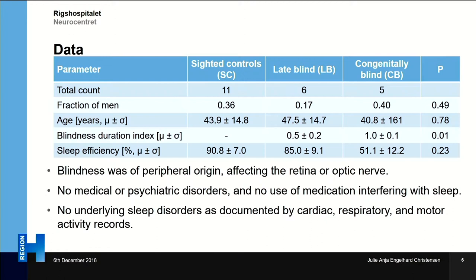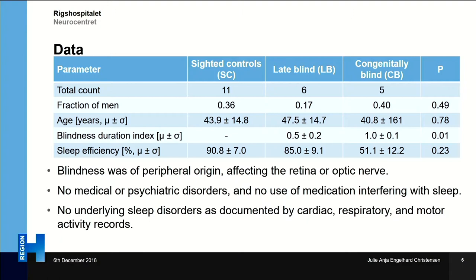This is the data that we have in this study. We included 11 sighted controls, 6 subjects that became blind during their lives, so late blind participants, and 5 congenitally blind participants. They do not differ in sex or age or sleep efficiency, and neither in their overall sleep architecture. Of course, their blindness duration index differs between the two groups of blind participants. The blindness duration index is a measure of how long you have been blind during your life. So a measure of 1 means that you have been blind your entire life.